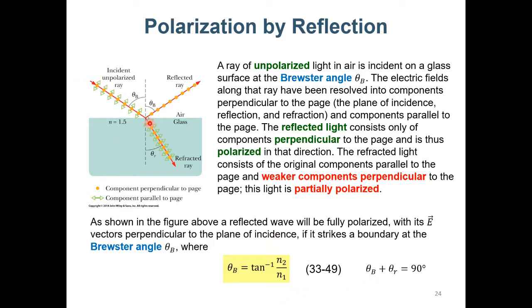Which means that the incident angle and the refracted angle add up to be 90 degrees. And in this case, the reflected wave will be linearly polarized.